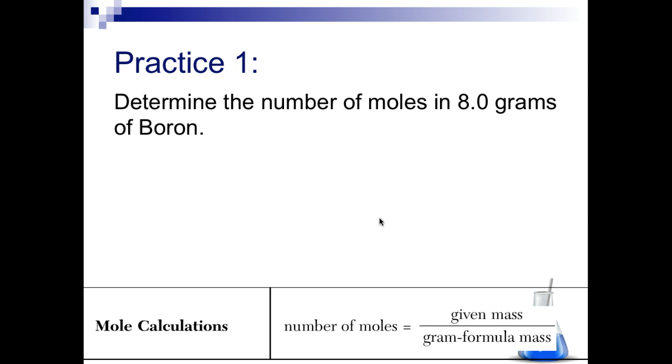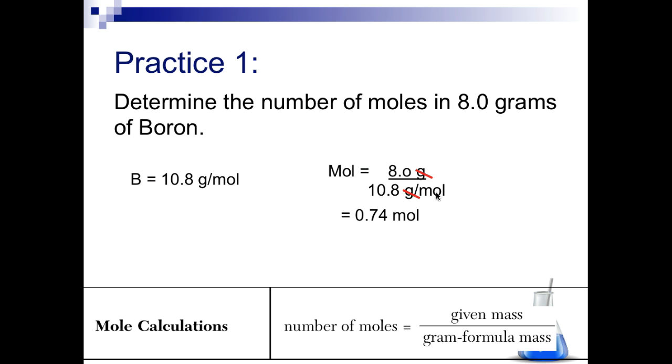Let's do a practice. I've shown you 2 examples. Now I want you to practice this on your own. Determine the number of moles in 8 grams of boron. Pause the video, try this, and then unpause when you're finished. Welcome back. The first thing you should have done is go to the periodic table and grab the molar mass of boron. Then you should have plugged into your equation. So moles is going to be equal to 8.0 grams over 10.8 grams per mole. Grams cancel, so we just divide 8.0 by 10.8. We get 0.74 moles.